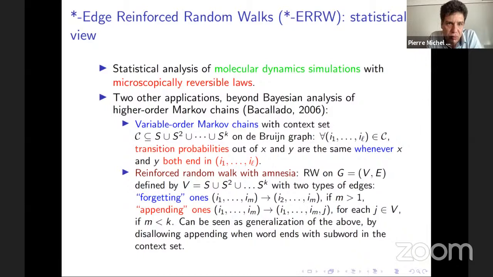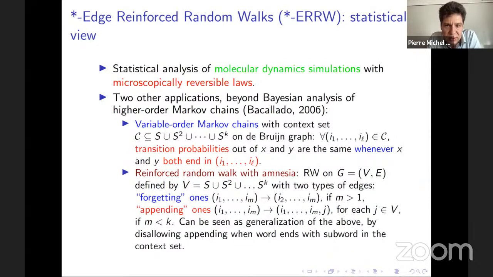And let me mention two applications, beyond that Bayesian analysis of higher order Markov chains. The first is variable order Markov chains. Instead of having a Markov chain of fixed order, you jump from one side to the other, looking at the context of your word. The transition probabilities out of X and Y are the same if X and Y have the same context, which means that they both end with the same subword.